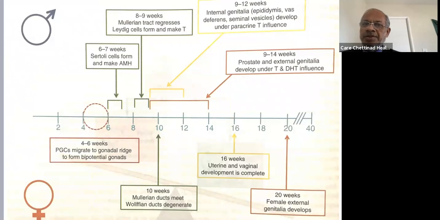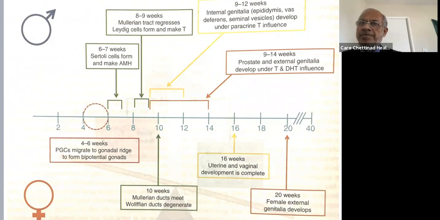Around 4 to 6 weeks, the primordial germ cells migrate to the gonadal ridge to form the bipotential gonads. At 6 to 7 weeks, the Sertoli cells form. They play a crucial role both in spermatogenesis and in the development of genitalia. The Sertoli cells secrete a substance called anti-Mullerian hormone. This leads to a regression of the Mullerian tract.